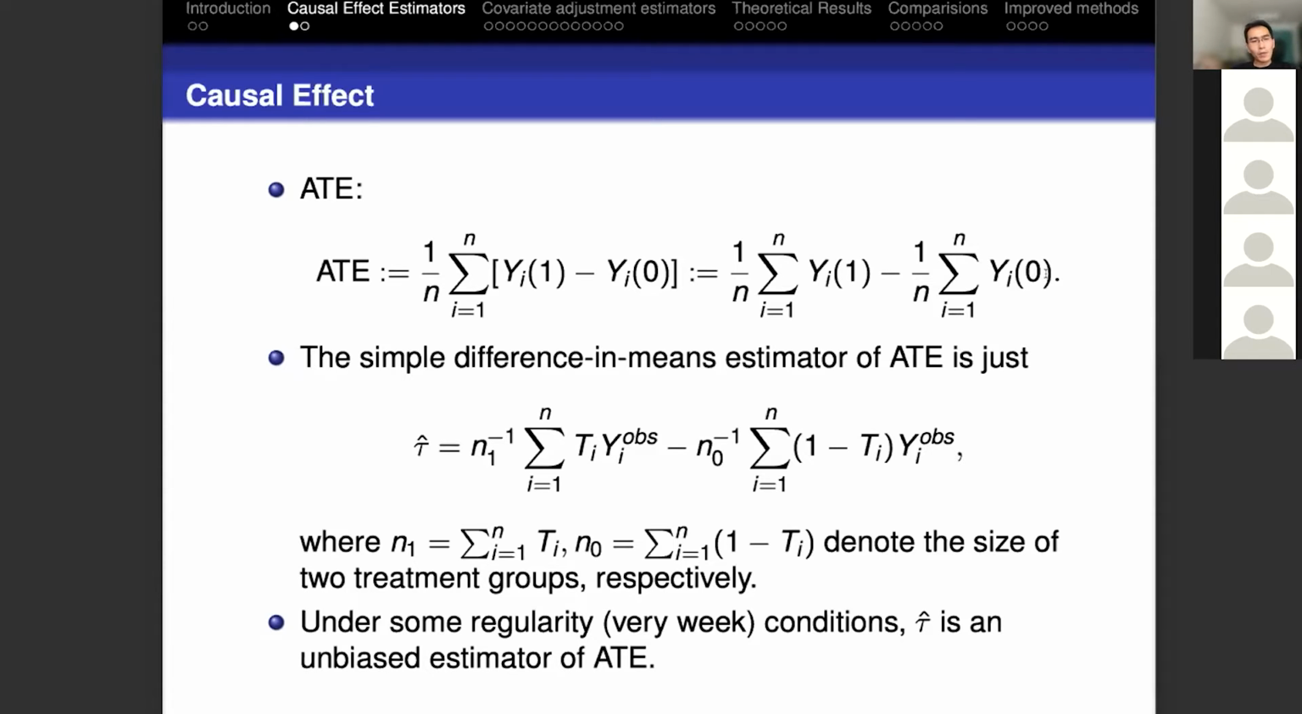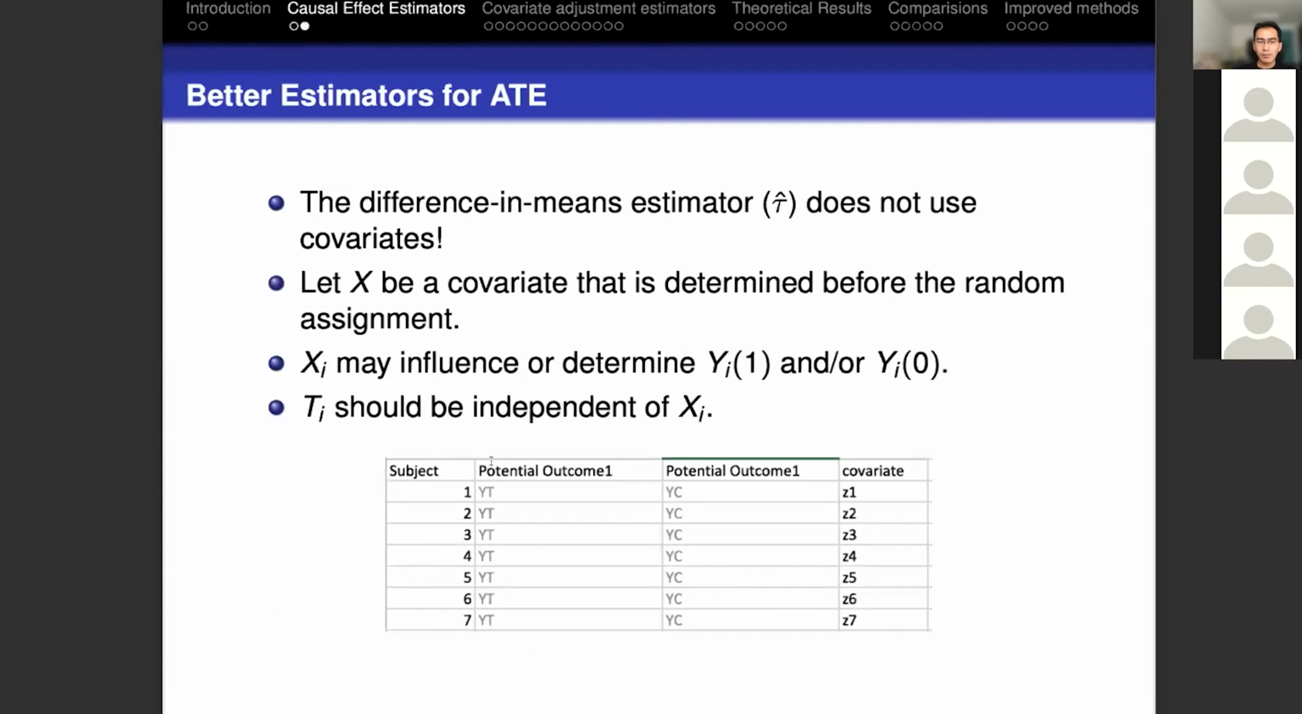So we can give some estimator, for example, the simple difference in means estimator. It is the average of the outcomes in the treatment group minus the average of the outcomes in the control group. Under some very weak regularity conditions, we can prove that this estimator is an unbiased estimator of the average treatment effect. So this is very simple. This is just the simple Neyman-Rubin model. But we see that this estimator does not use any covariates.